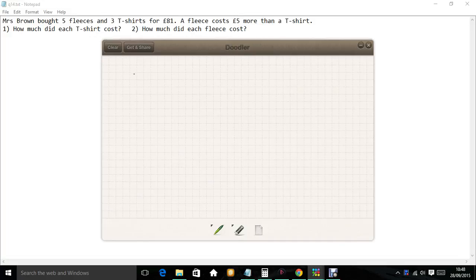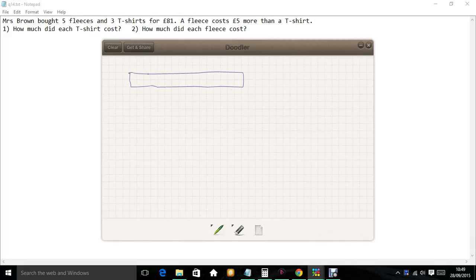Okay, I'm going to draw a picture, and the way I'm going to draw it at first is going to sort of pretend that the fleeces and the t-shirts cost the same. So how many pieces have we got altogether? 5 add 3. 5, 6, 7, 8. Let's represent 8. 1, 2, 3, 4, 5, 6, 7, 8.